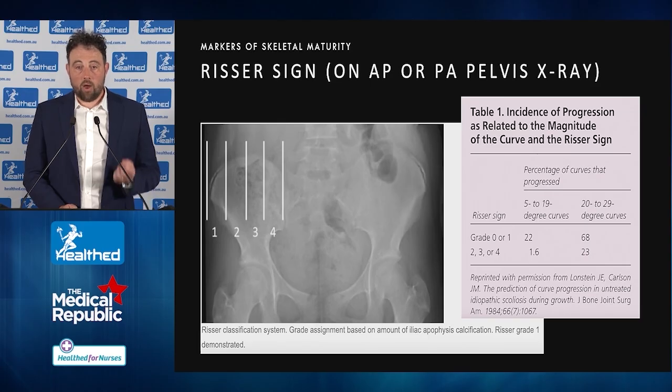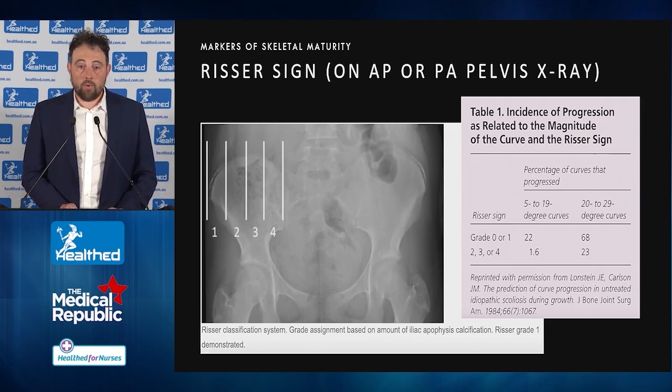It is judged by looking at the ossification of the iliac apophysis on top of the pelvis, and it's graded from outside to inside. So a younger patient will have no ossification, and at Risser 1, the ossification starts from the lateral aspect of the pelvis and moves towards the medial aspect.